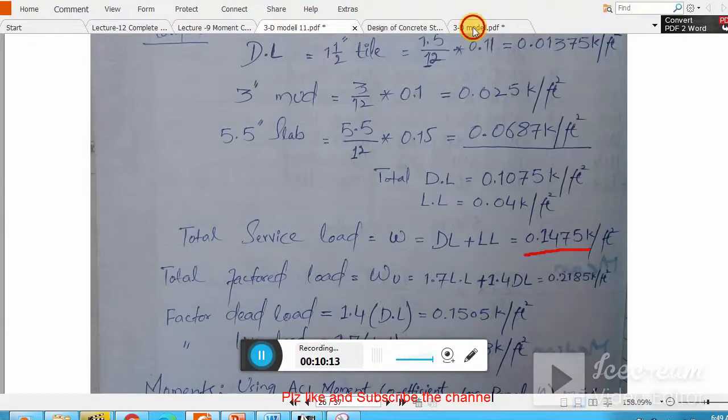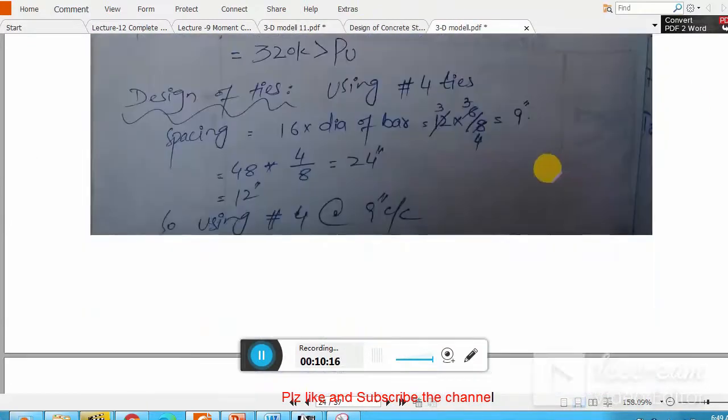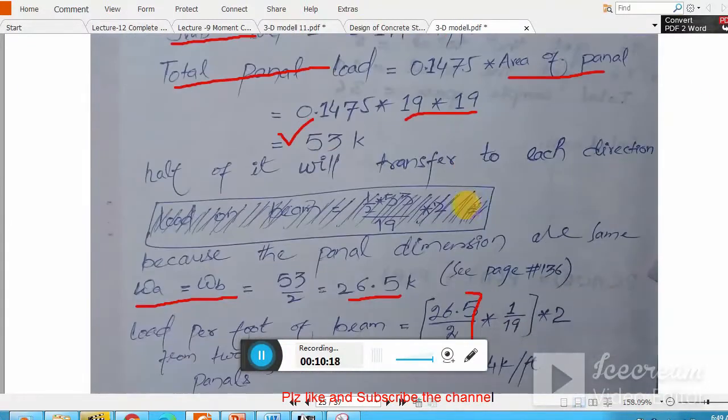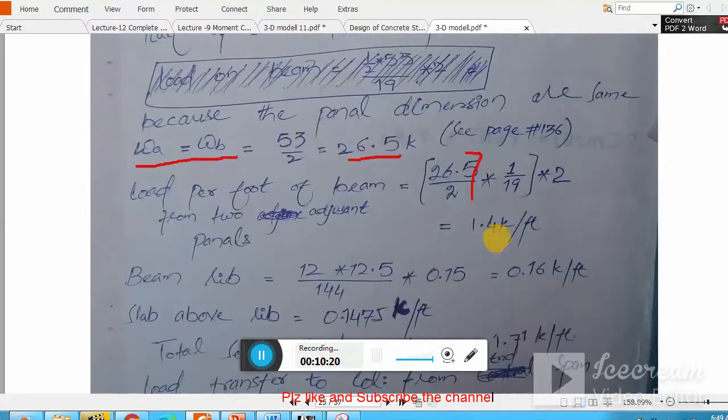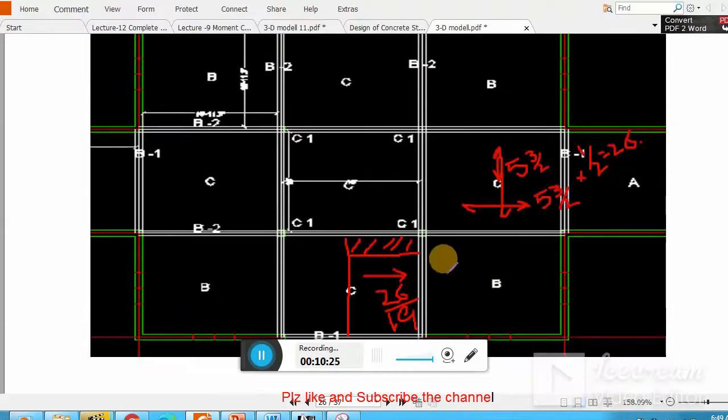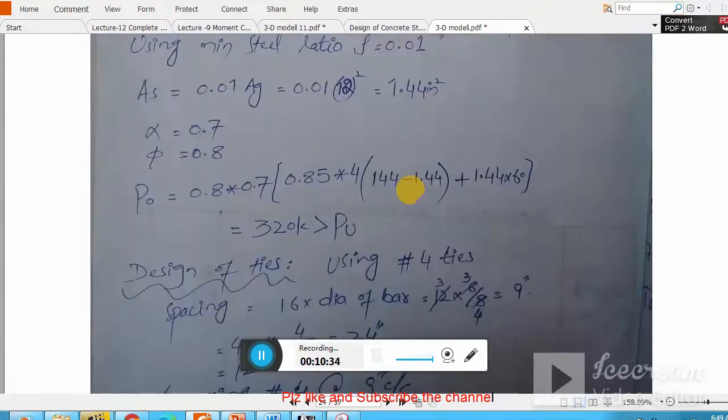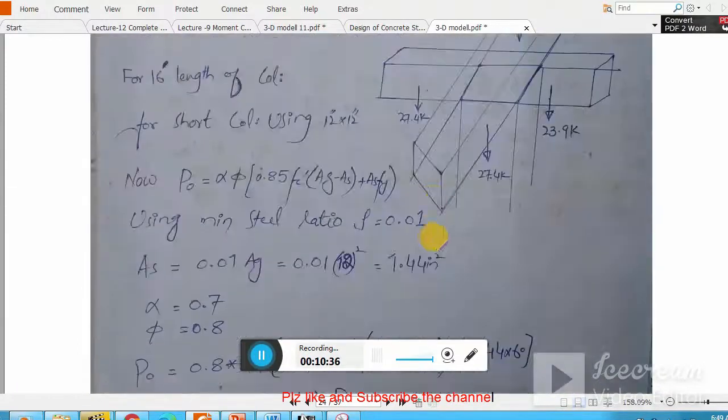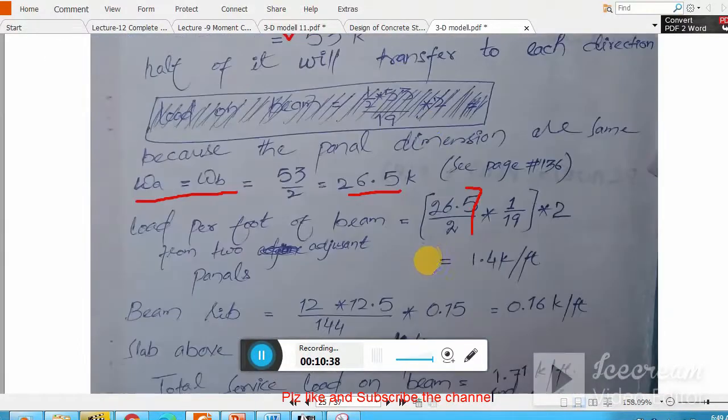Now let's see further. Here I multiply by 2 because we have 2 panels from this side as well. From this side as well, so it will be further multiplied by 2. Clear? And now we determine basically 1.4 kip per foot. This is the load which is coming from the slab to one beam.